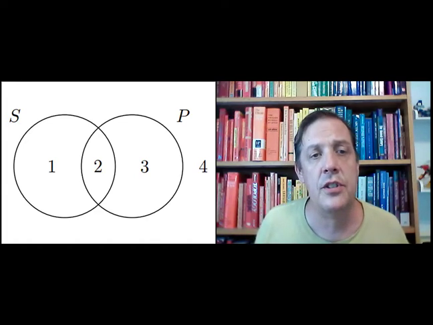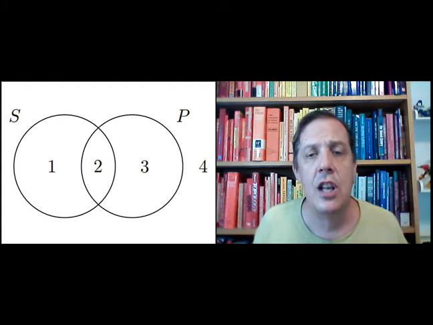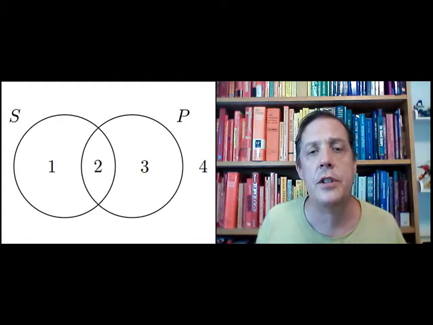Area 1 was things that are S but not P. Area 2 was things that are both S and P. Area 3 is things that are P but not S. And Area 4 are the things that are neither P nor S.